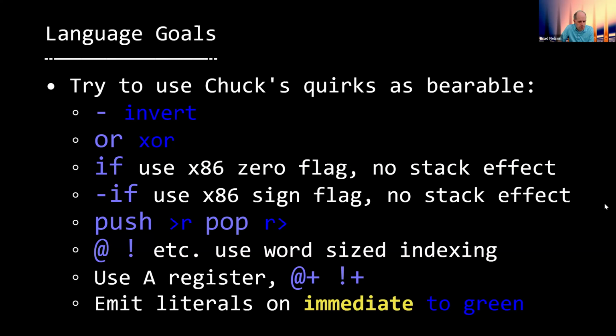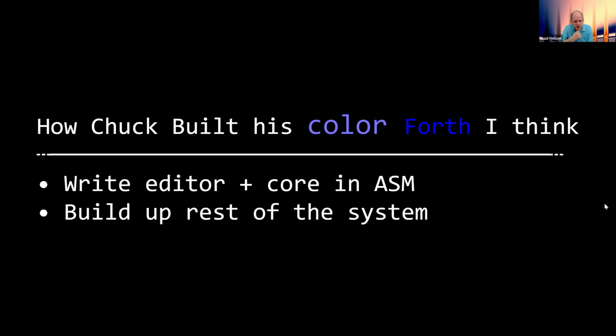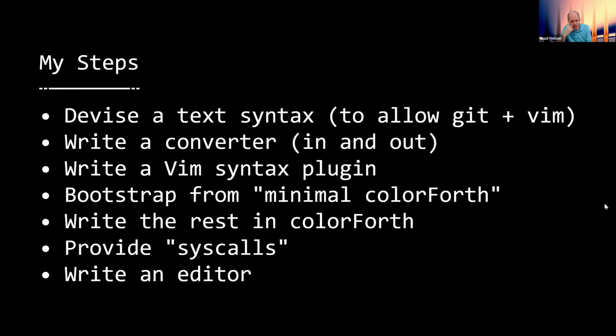So the way that Chuck built his ColorForth, I think, is that he wrote his editor and his core system in assembler, and then built up the rest of the system in Forth once he had an editor. I've taken a slightly different approach. I devised a text syntax that lets me commit my changes to a source control repository and use a conventional editor. And then I've written a converter that converts in and out of the binary format. My eventual goal, and I'm actually at the stage now, is to not typically be editing things in Vim, but to have this as a way to continue to use conventional version control.